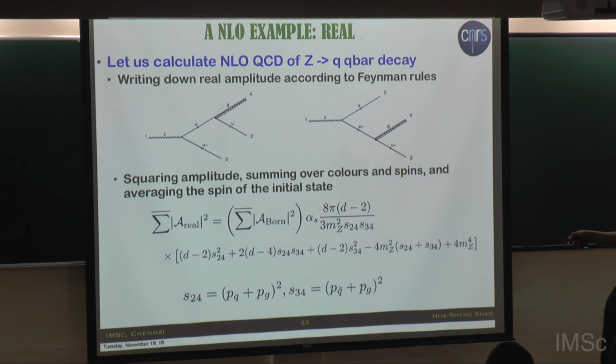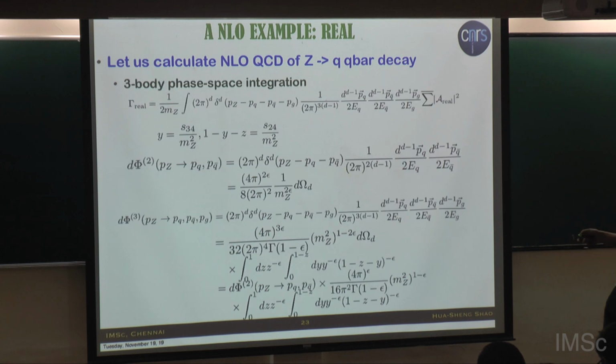You get the factor outside, Born. You get 1 over S, the propagator of S24 and the propagator S34, and something of D dimensions. Okay, I keep the D dimensions. So S24 is just the invariant mass of this U quark, P2 plus P4. And P3, P4 is S34. Okay, and quark and gluon.